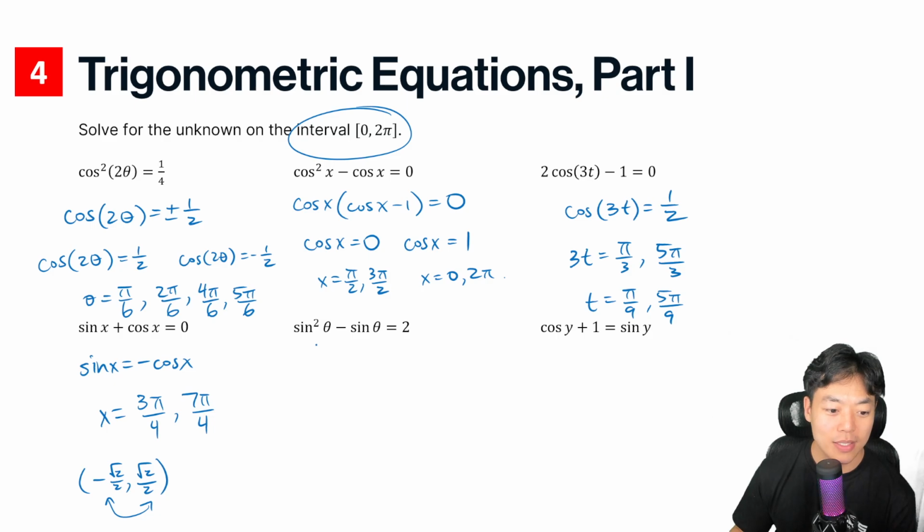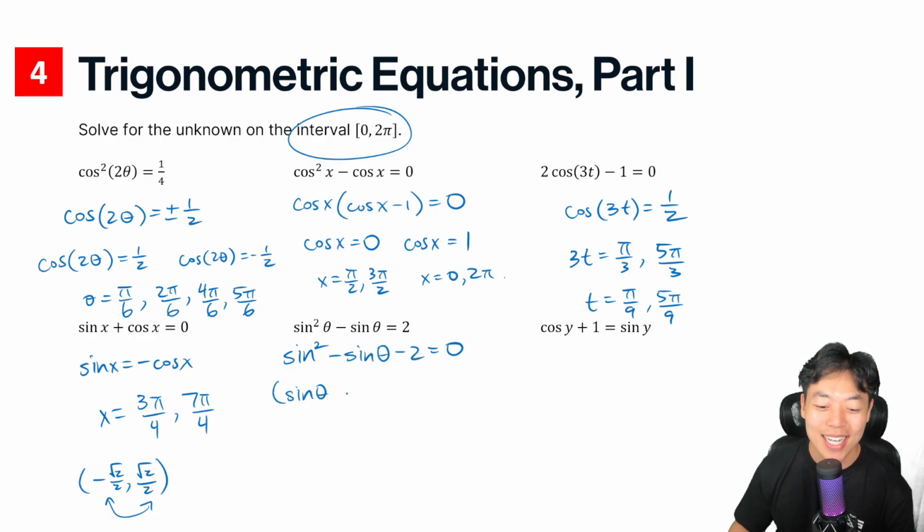All right. Let's check out this one. We do not have a 0 on the other side, so we want to bring that 2 over. Becomes a minus 2, and now we factor. Sine of theta minus 2 times sine of theta plus 1 is equal to 0. So either of these factors can equal 0. So this will equal negative 1, and this right here, sine of theta will equal 2.